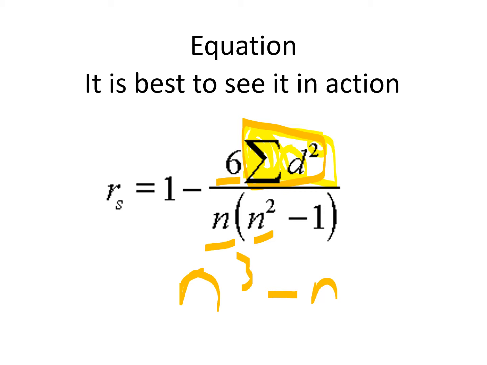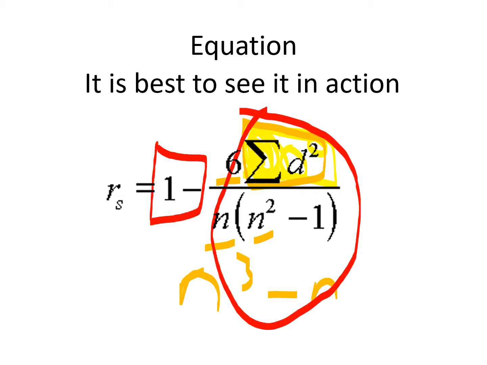It's exactly the same as n brackets n squared minus 1. It's exactly the same as n cubed minus n. So the one thing most people forget to do is take all of this away from 1. It's the final step, and lots of people lose marks because that's the bit they forget to do.